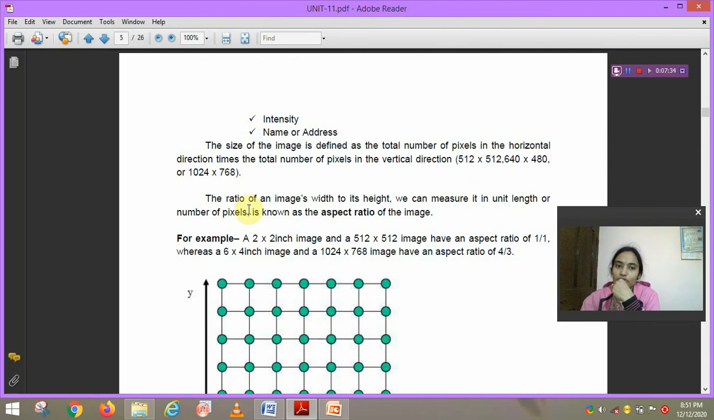The ratio of an image's width to its height, which we can measure in unit length or number of pixels, is known as the aspect ratio of the image. What is the aspect ratio? It means the ratio of an image's width to its height, measured in unit length or number of pixels.